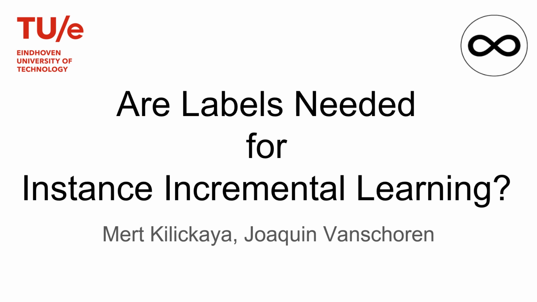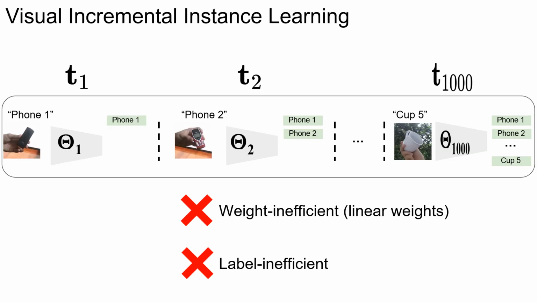Today I will present our work, Are labels needed for instance incremental learning? Instance incremental learning consists of sequentially learning object instances as they arrive by, such as phone1, phone2, cup1 or cup2. To achieve this, researchers utilize instance images as well as their fine-grained labels, and then they use it to expand the linear classifier per instance.